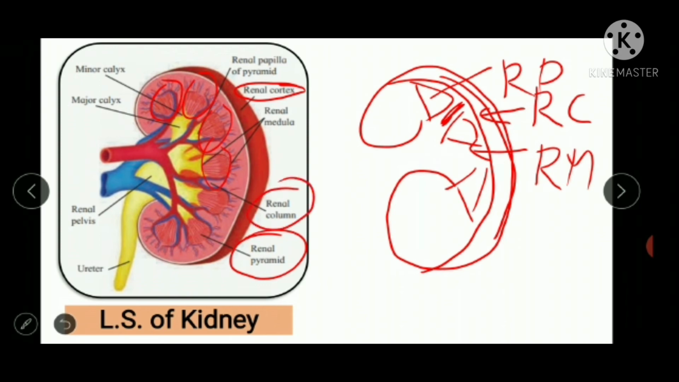Now this conical structure, in between this conical structure, the gap is present. This gap is called as renal column. Actually, the cortex part extends into the medulla. So it forms column-like structure and that column is called as a renal column.